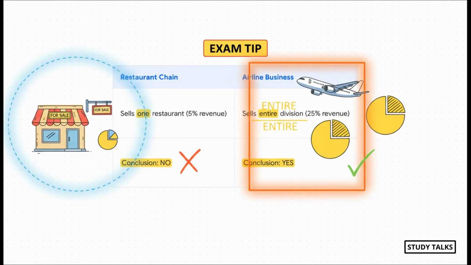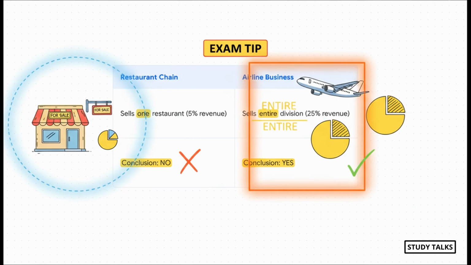And these examples make it super clear. Look at the restaurant chain. They sell one restaurant out of a huge chain. It's only 5% of their revenue. Is that a major strategic shift? Nah, that's just business as usual. But now look at the airline example. They're selling their entire airline division, which makes up 25% of their total revenue. Now that is a massive deal. It's a fundamental change to what the company is. See the difference?